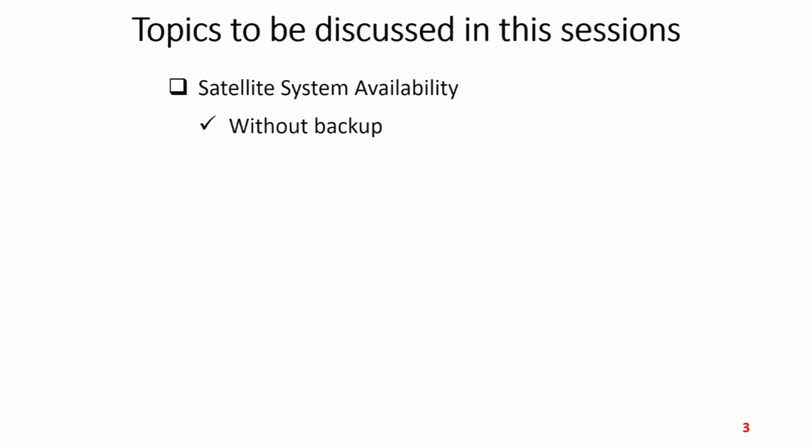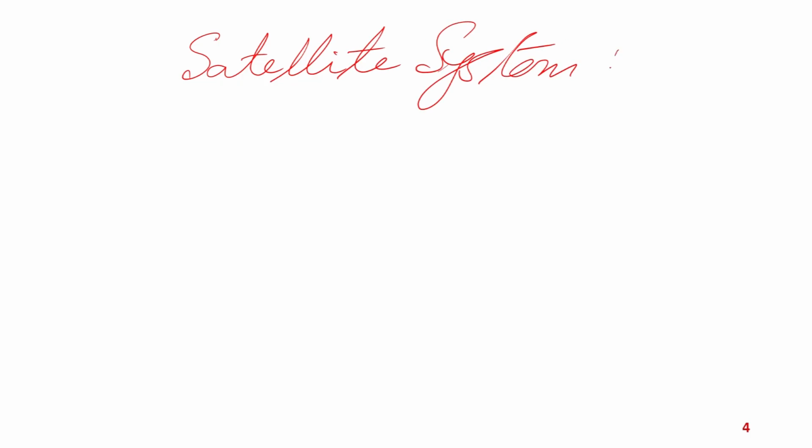We will consider two configurations for the satellite system availability. One is without backups, where there are no backup satellites. The other has backup satellites along with the active satellites. Then our next topic will be to discuss the system reliability. So, I was talking about the satellite system availability.